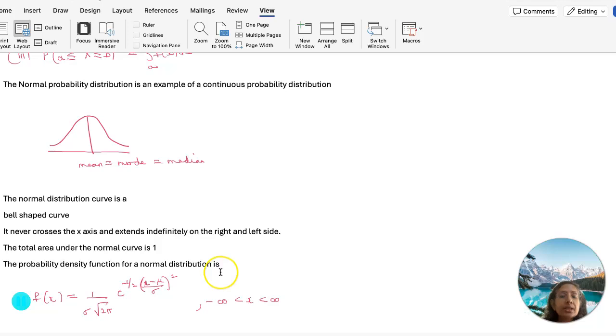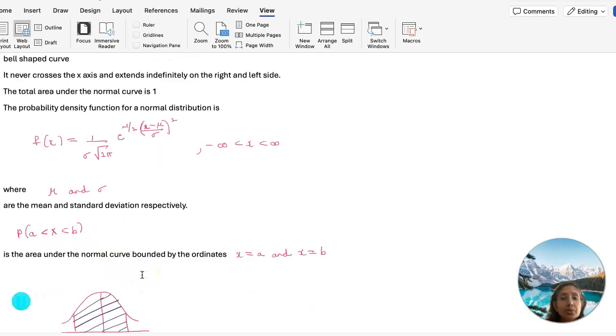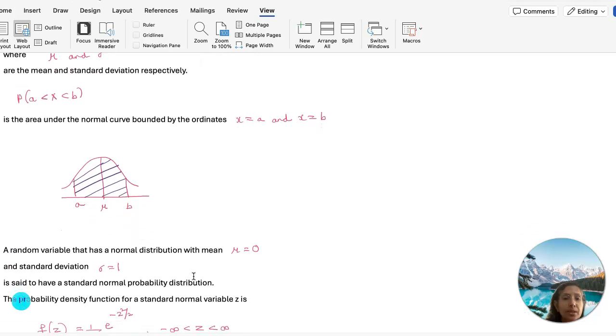And the probability density function for a normal distribution is given by this: f(x) equal to 1 by sigma root 2 pi, e raised to minus half ((x minus mu) by sigma) the whole squared, where x lies between minus infinity to infinity. Now mu and sigma are the mean and standard deviation of the normal distribution. So if I say probability that x lies between a and b, this is the area under the normal curve bounded by the ordinates x equal to a and x equal to b.